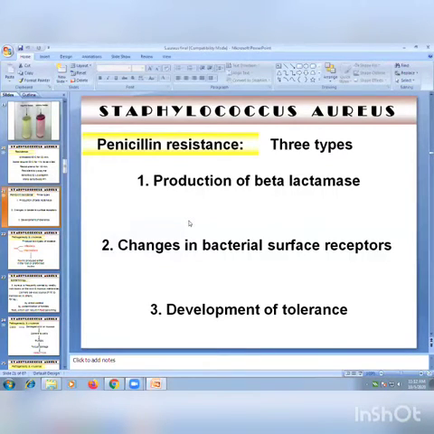It may be phenotypic or genotypic, and because such changes occur, resistance is generated. Development of tolerance also occurs, and because of that, resistance against the beta-lactam group of antibiotics or penicillin group of antibiotics generally occurs.